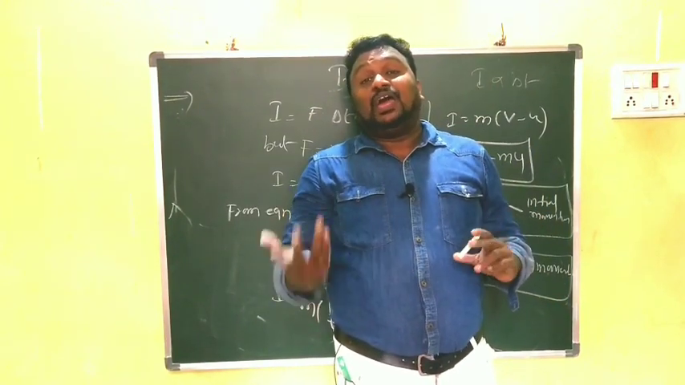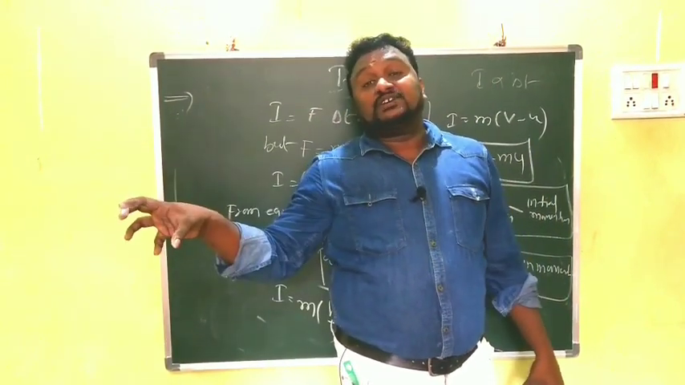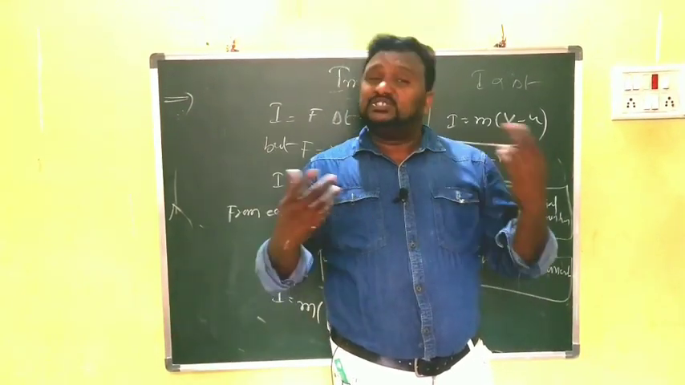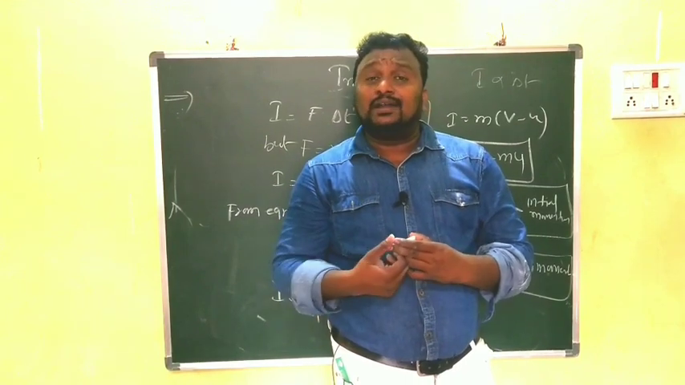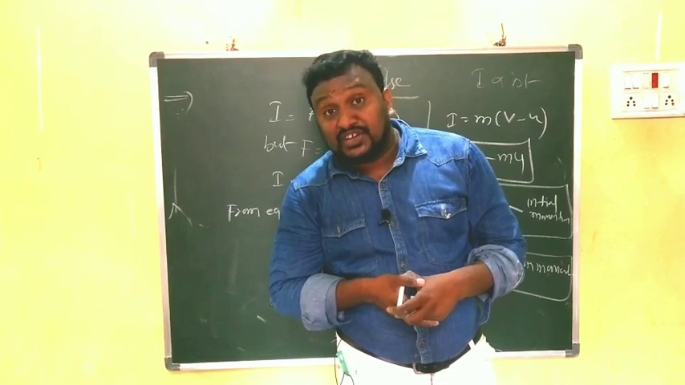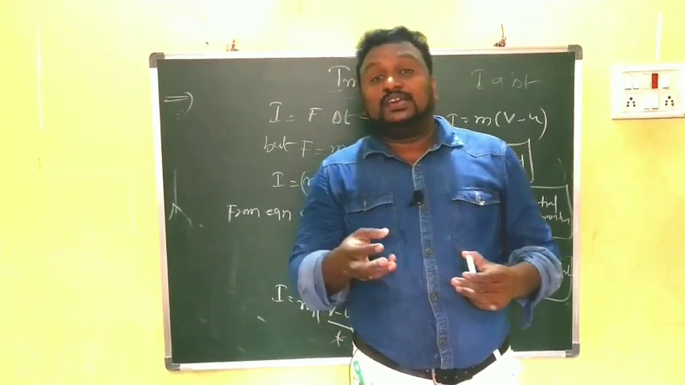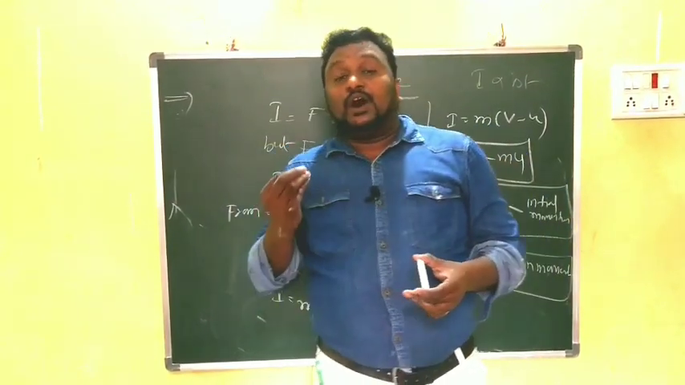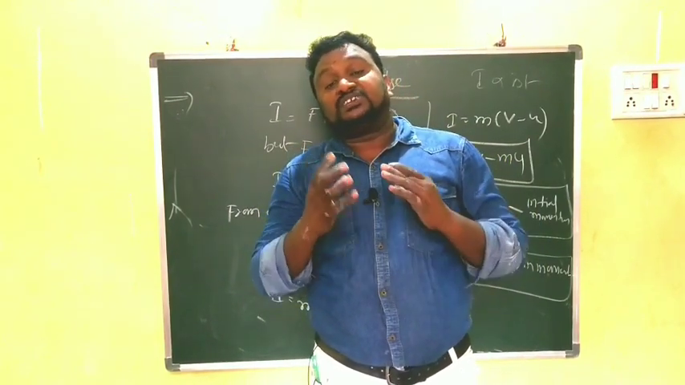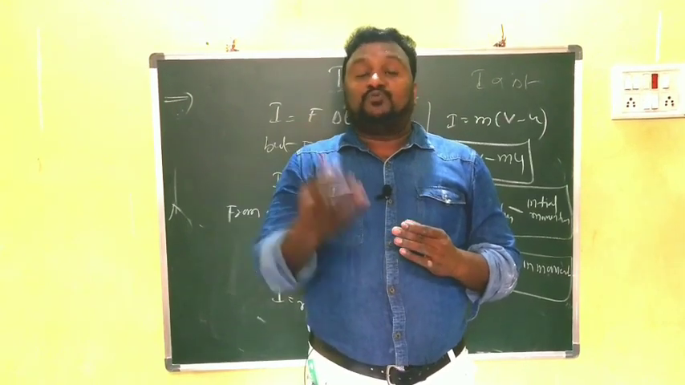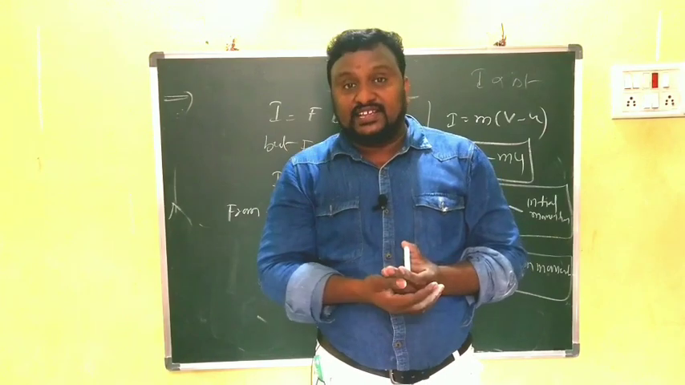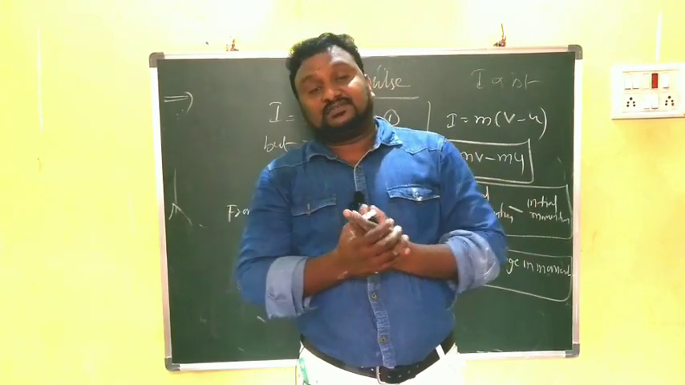I = mv - mu. mv is the final momentum, mu is the initial momentum, then mv minus mu, what we call? Change in momentum. Impulse is nothing but change in momentum. So that means when the object is moving with certain velocity, when we apply some force, its momentum will be changed. That will be what we call impulse.